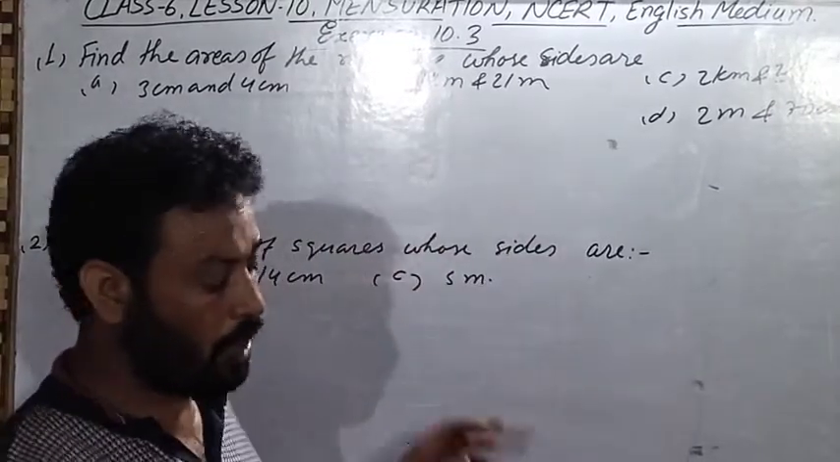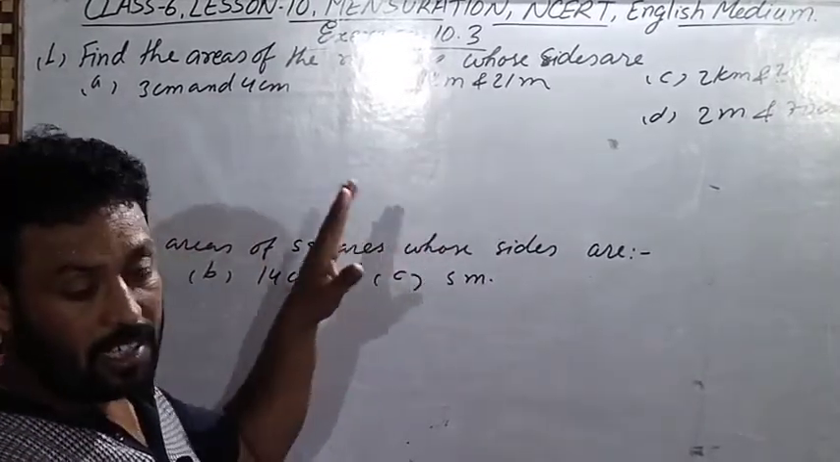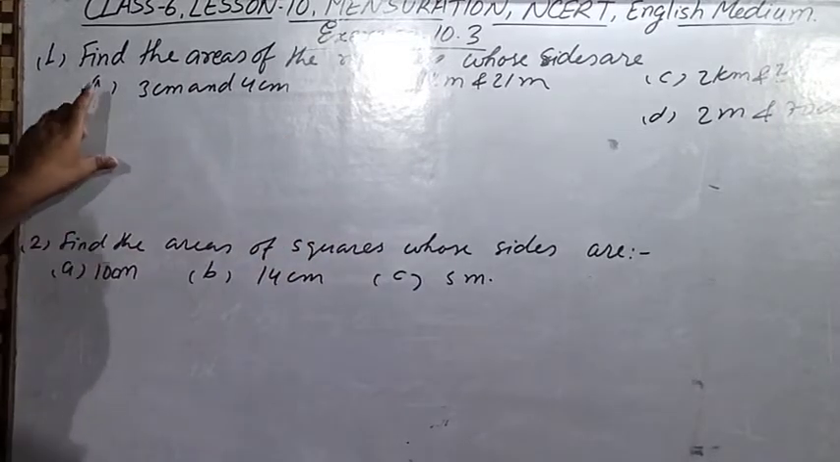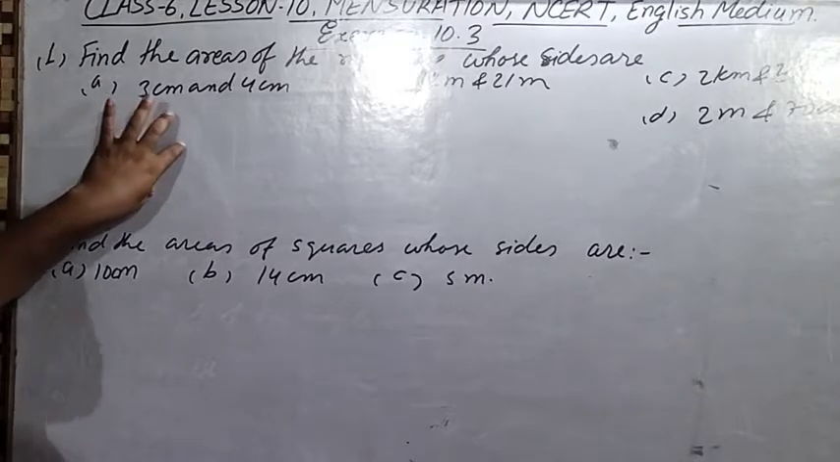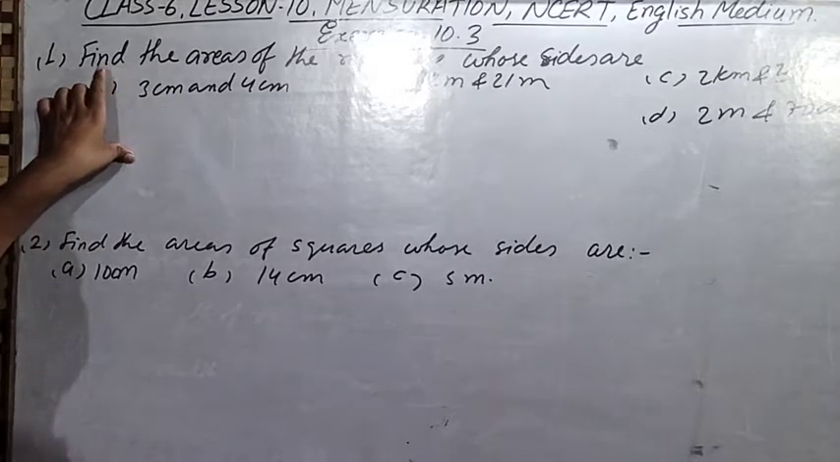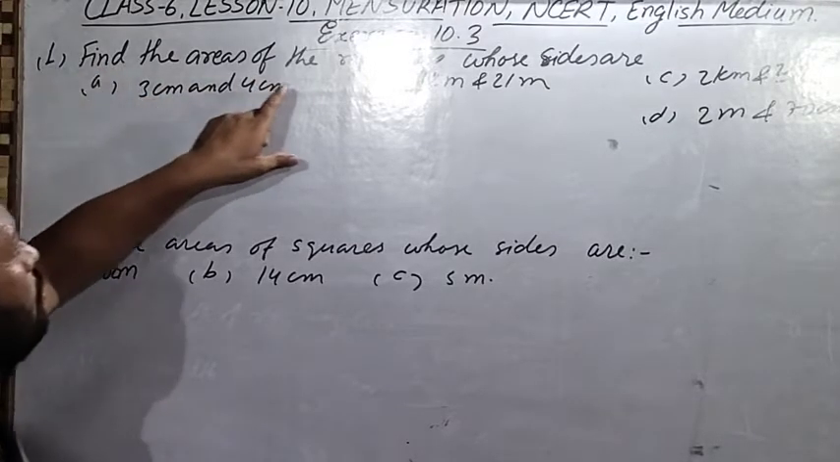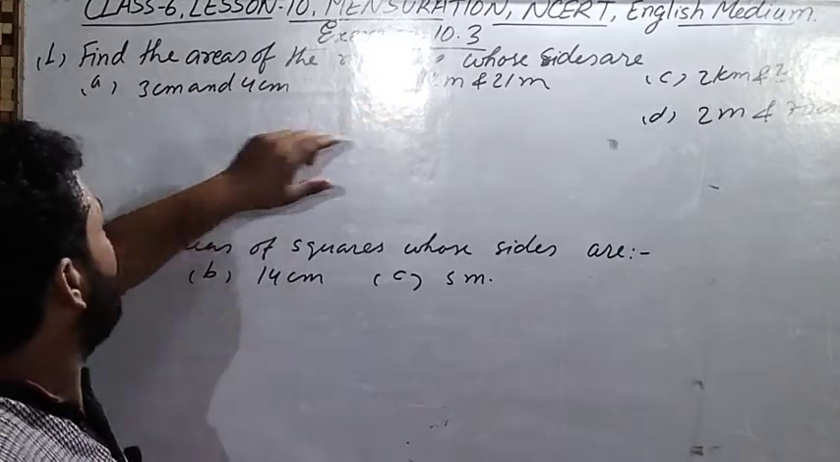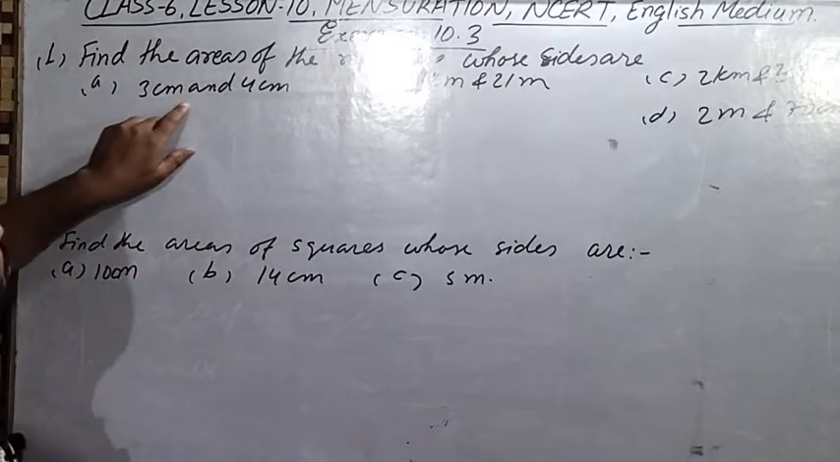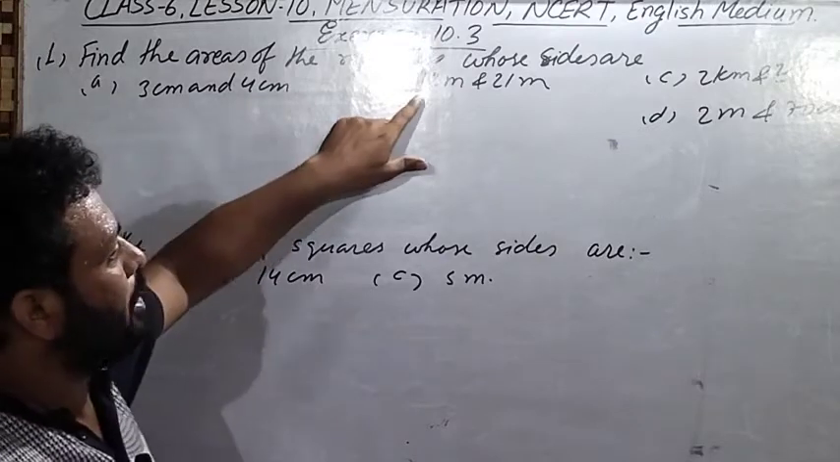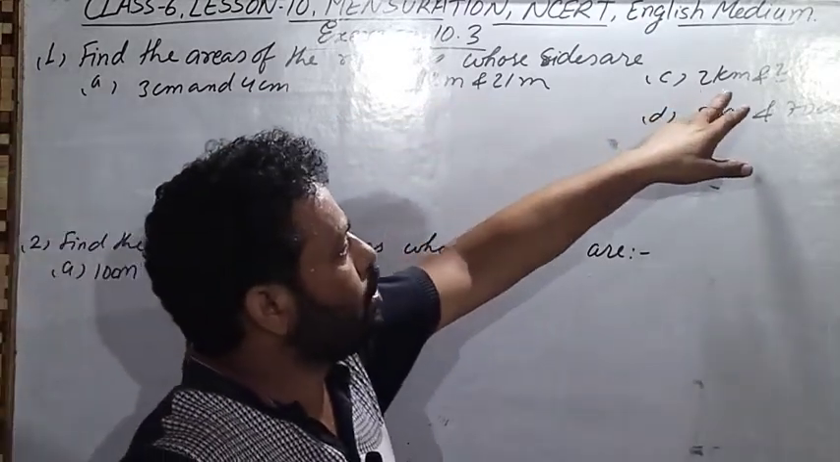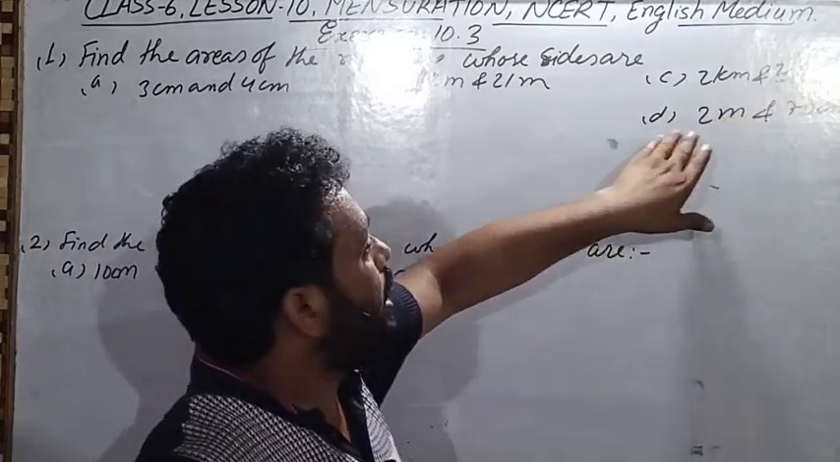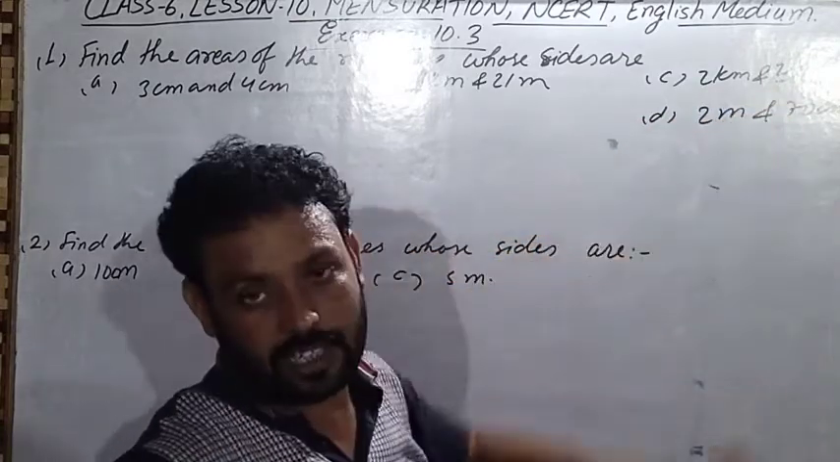So question number 1 of exercise 10.3 is as written on the board. First I am going to read the question, then I will make you understand how to solve it. First question is find the areas of the rectangles whose sides are: A, 3 cm and 4 cm; B, 12 meter and 21 meter; C, 2 km and 3 km; and D, 2 meter and 70 cm.